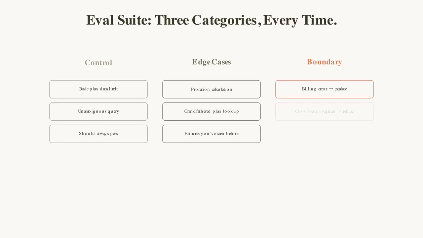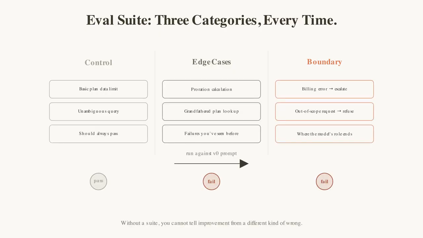3 categories of eval cases, all required. Control: an unambiguous query the model should always pass, confirms nothing broke. Edge cases: queries where the model has failed before, the prompt now catches them explicitly. Boundary: queries the model should refuse or escalate, tests whether it knows the edge of its role. Missing any category means your eval suite has a blind spot. Run these before and after every prompt change.